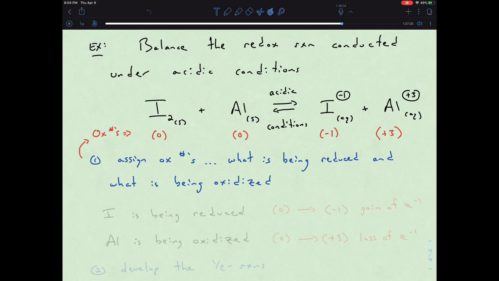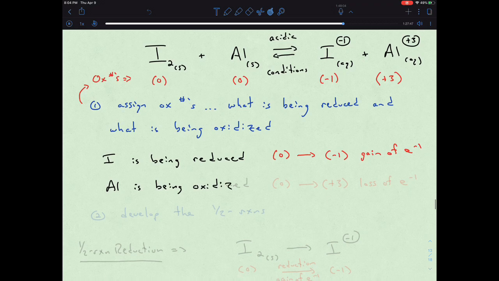So that means our iodine element is being reduced. It's going from that 0 oxidation number to that -1, and that's a gain of electrons. And our aluminum is being oxidized. And that's because we're now going from a 0 state to a +3 state, and that is a loss of electrons. So that's the first step, assigning oxidation numbers.